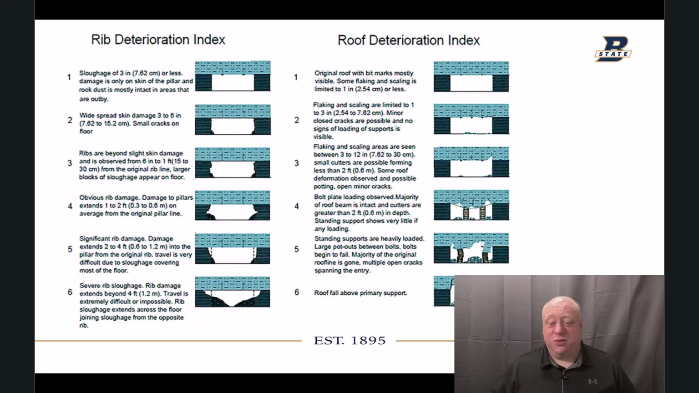Then once the standing supports are very much loaded up, bolts may be failing, that sort of thing, you're into a level 5. And of course, if you have a roof fall above the primary support, then we are going to just call that a 6, something that has to be reportable. So these are the 2 different indices that were created for the rib and the roof.